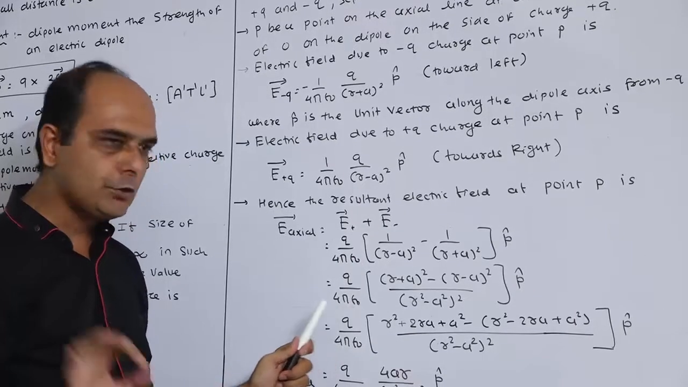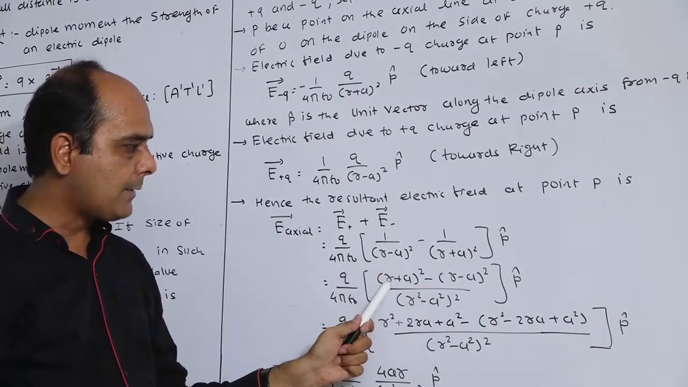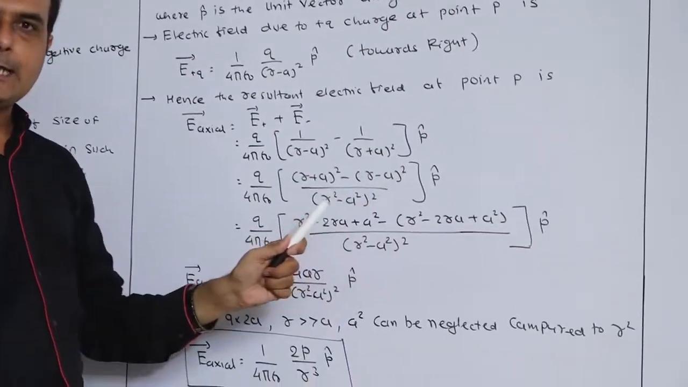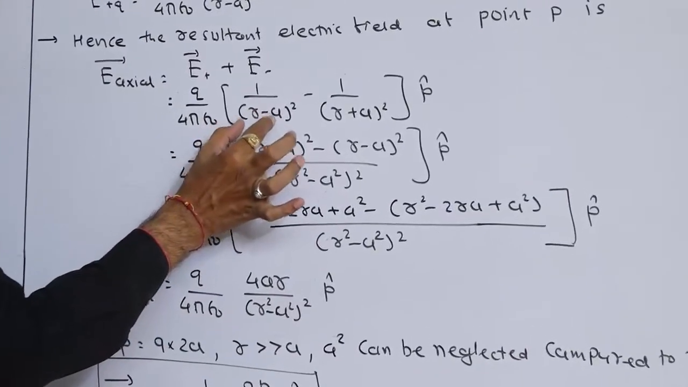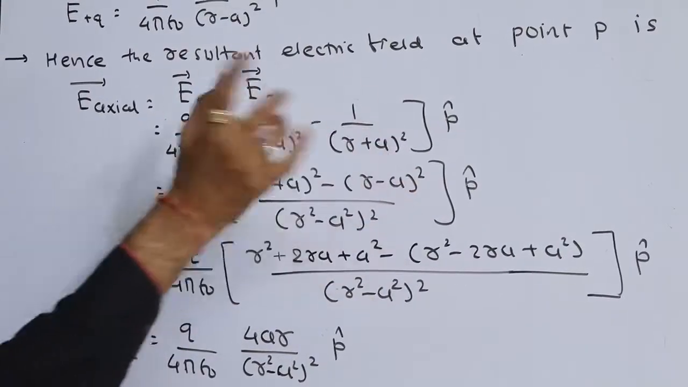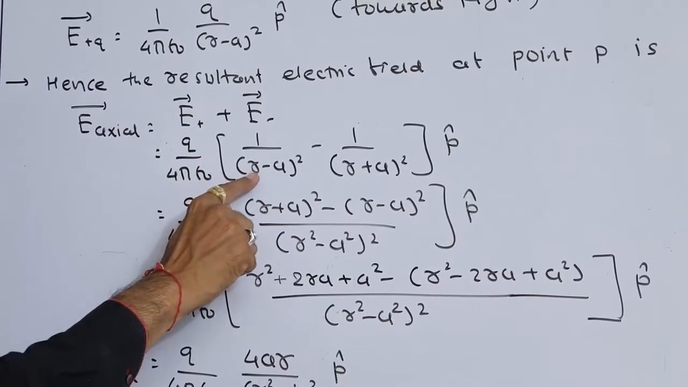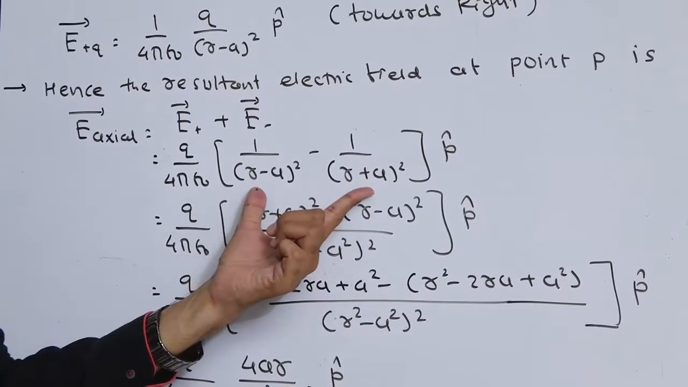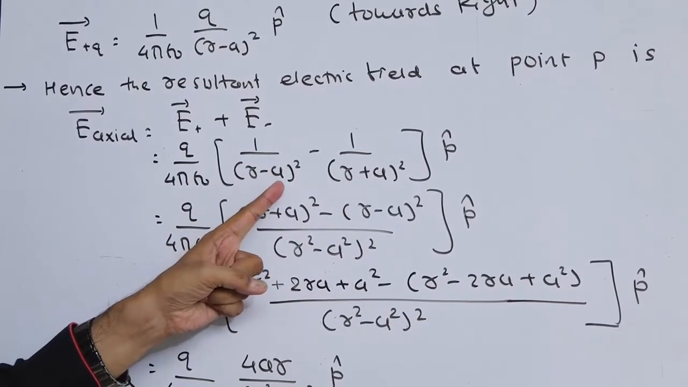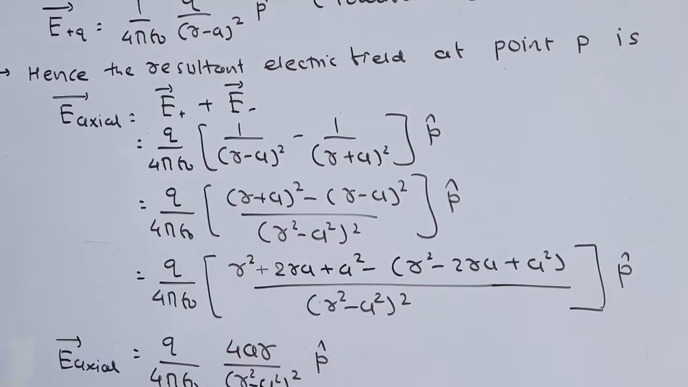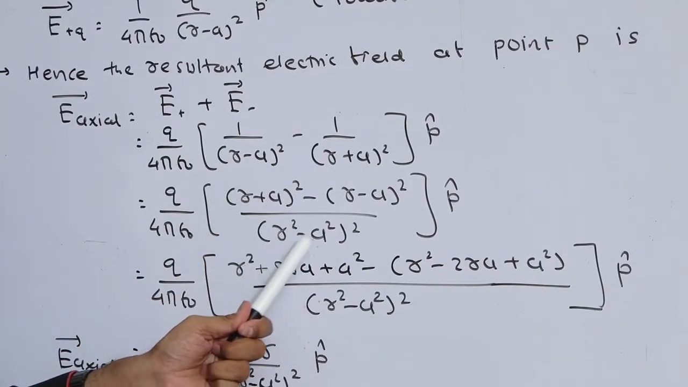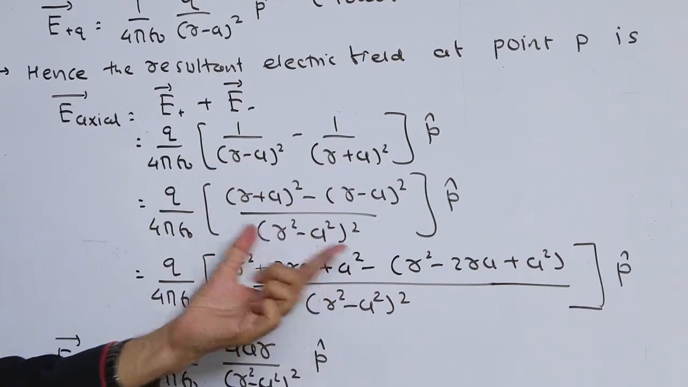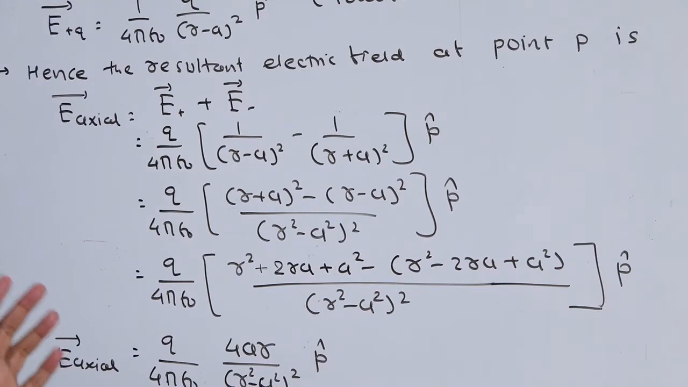Q upon 4 pi epsilon 0 as it is. Cross multiply: (r plus a) whole square minus (r minus a) whole square, divided by (r square minus a square) whole square. It is like a minus b, a plus b, studied in 10th standard, denoted by a square minus b square. So by using that factorization, this equation can be written as (r square minus a square) whole square into p cap. This form was studied in 10th standard in the chapter of factorization.